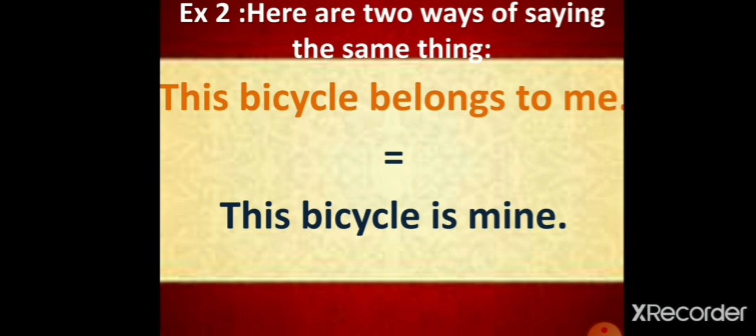This bicycle belongs to me, or this bicycle is mine. दोनों का मीनिंग तो सेम ही है. This bicycle belongs to me and this bicycle is mine. दोनों का मीनिंग सेम ही है, but the only thing is that हमने बात को थोड़ा सा चेंज करके कहा. In the first sentence we used me, जो कि as an object यूज़ हुआ. Pronoun was used as an object. But in the second sentence, this bicycle is mine.